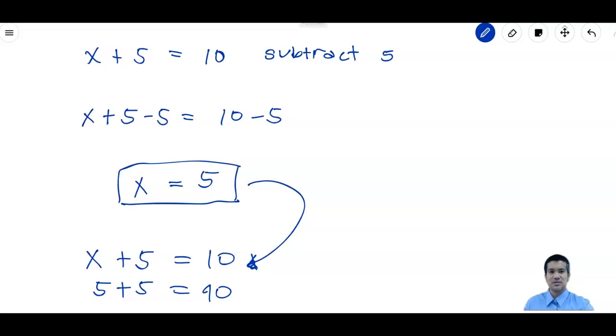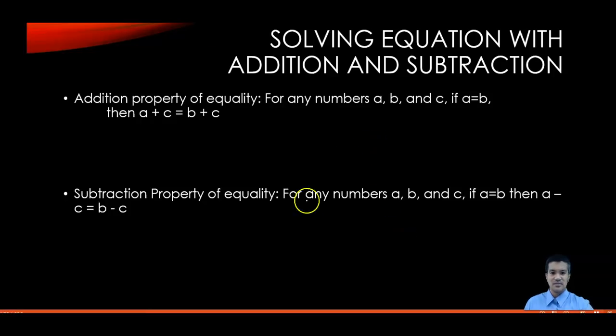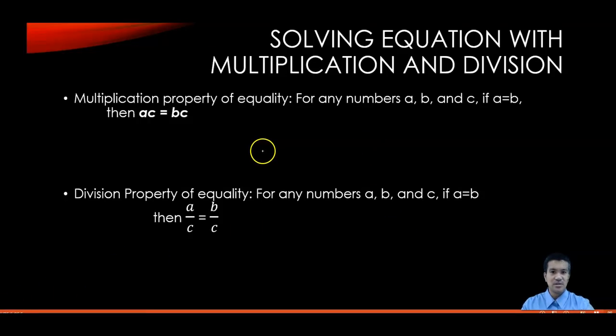How about when we go to multiplication and division? Okay, let's check the properties of multiplication and division. In solving equations with multiplication and division, the multiplication property of equality says that for any numbers a, b, and c, if a is equal to b, then ac equals bc. The division property of equality, for any numbers a, b, and c, says if a and b are equal, then a over c equals b over c.